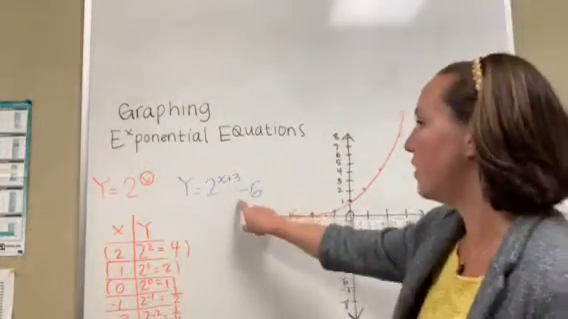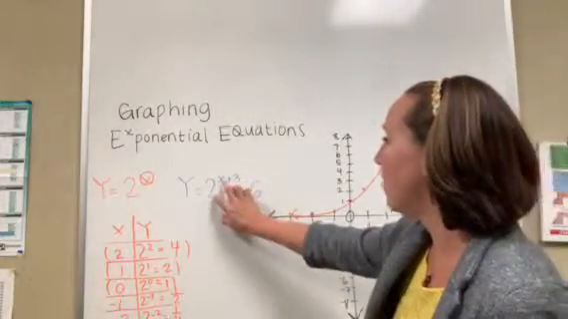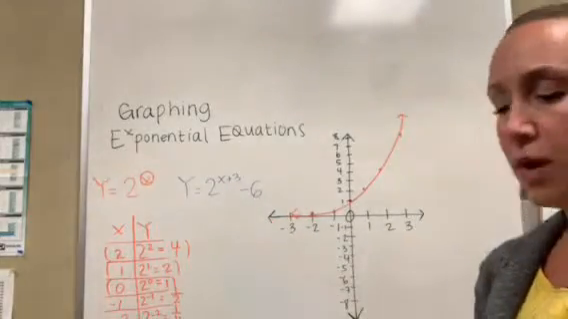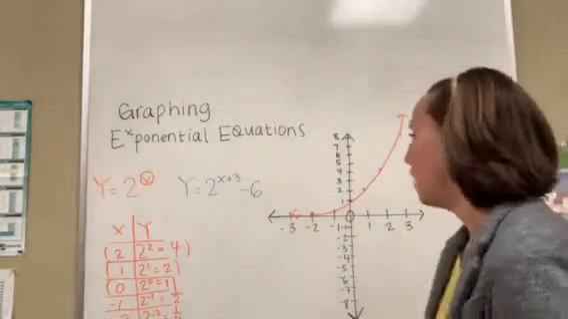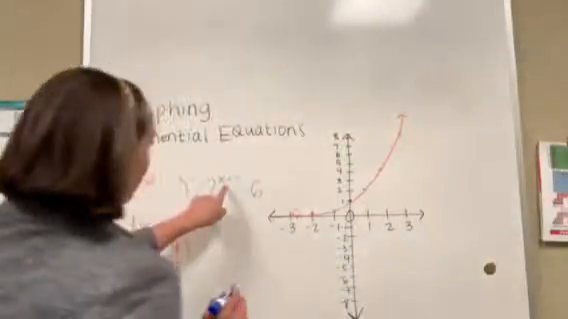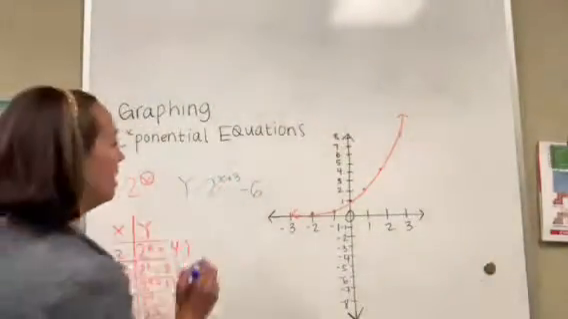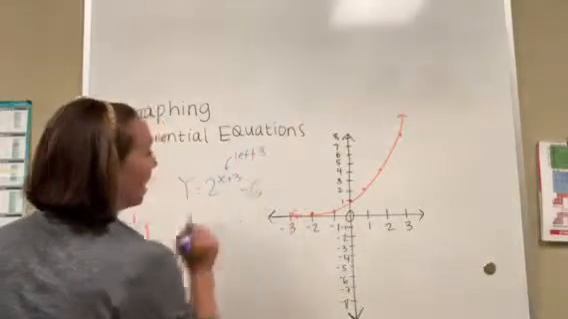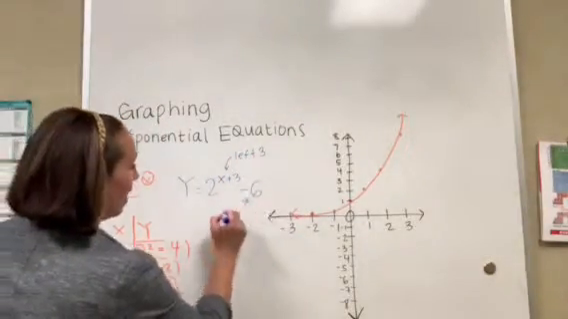So then if I have this equation, I notice it still has 2 to the x, but there's also this +3 and a -6, and it connects to what I know about transformations. We learned in an earlier unit that if it's with the x, that will move it left and right. So a +3 will move it left 3, and a -6 will move it down 6.